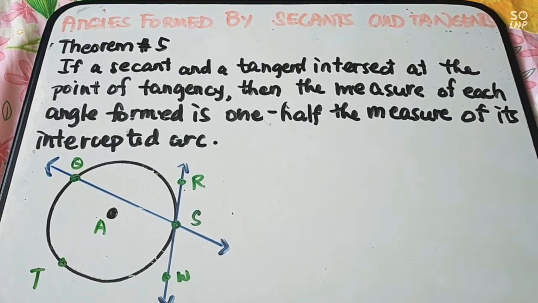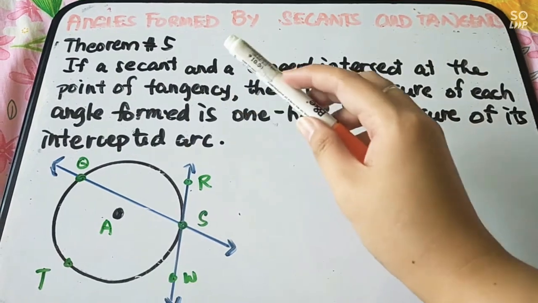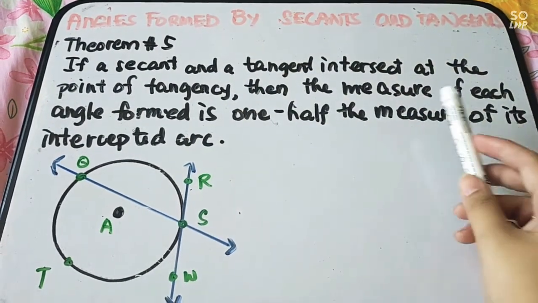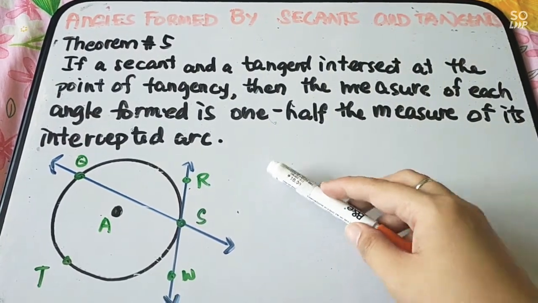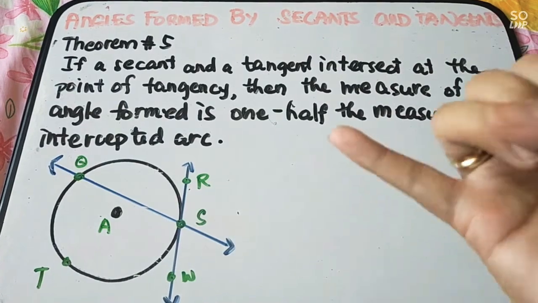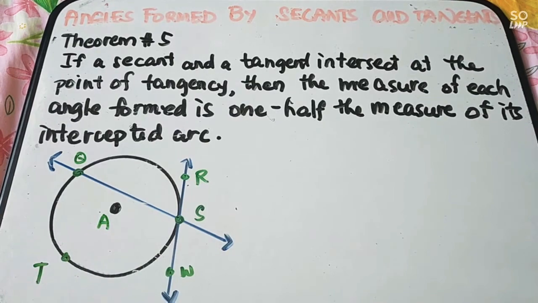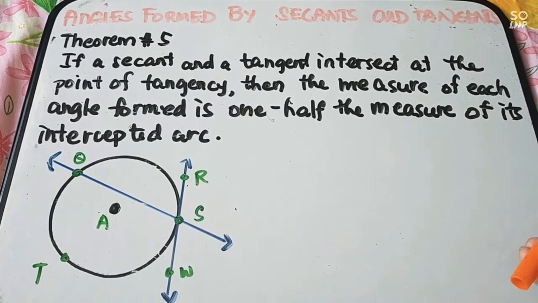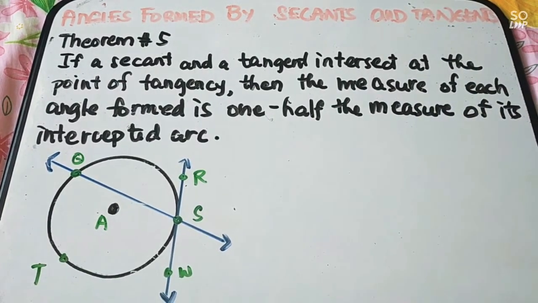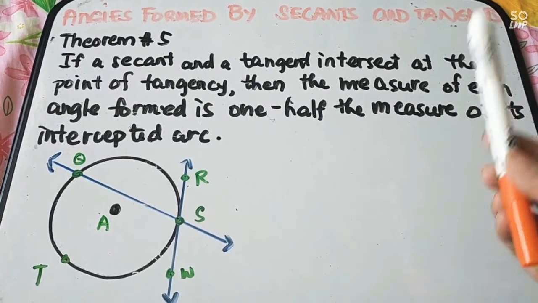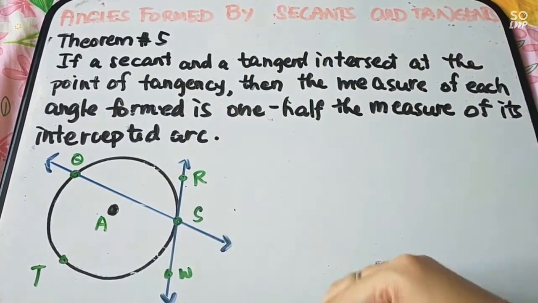Theorem number 5. It says that if a secant and a tangent intersect at the point of tangency, then the measure of each angle formed is 1/2 the measure of each intercepted arc. In the first three theorems, the point of intersection is an exterior point. In theorem number 5, the point of intersection is interior, inside the circle. This time, a secant and a tangent intersect at the point of tangency.